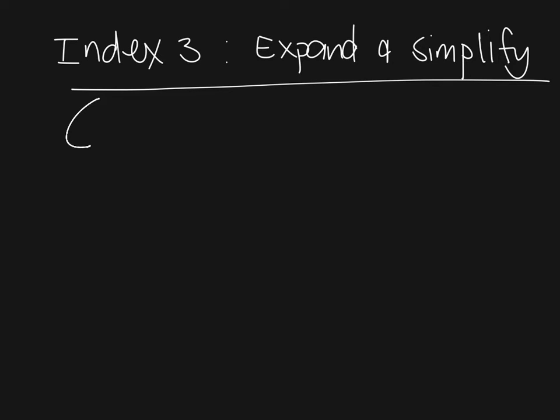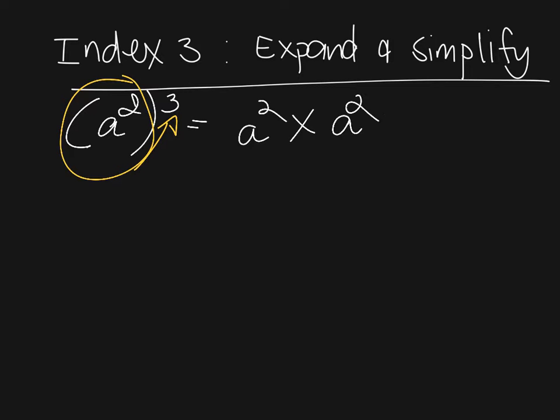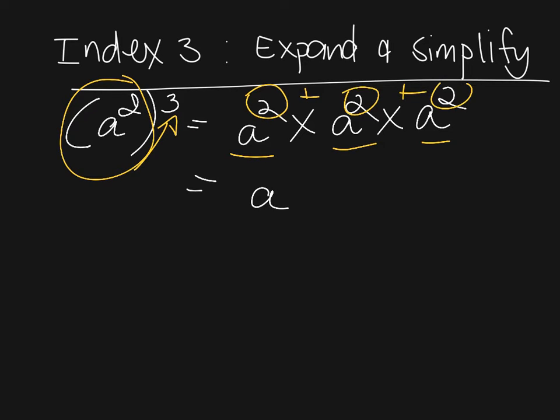So here, for example, we have brackets, a to the power of 2, close brackets to the power of 3. All this is saying is that this part here needs to be expanded out 3 times, and you've done this before. So what it means is a to the power of 2 by a to the power of 2 by a to the power of 2. And we know that because these bases are all like terms, the base here will be a, and we also know that the powers need to be added. So 2 plus 2 plus 2 equals 6.